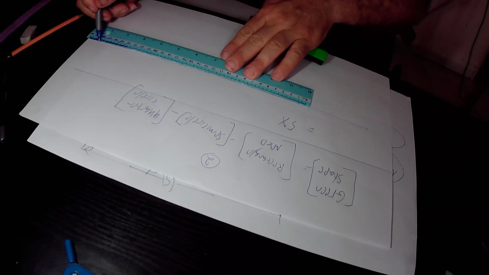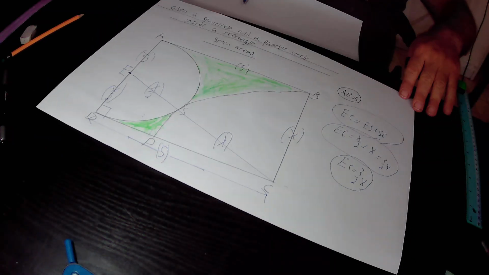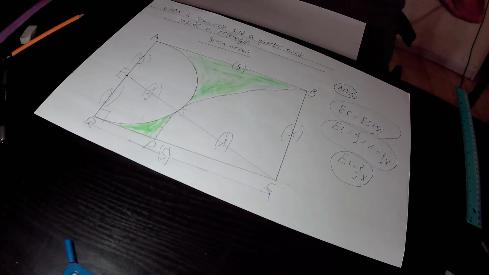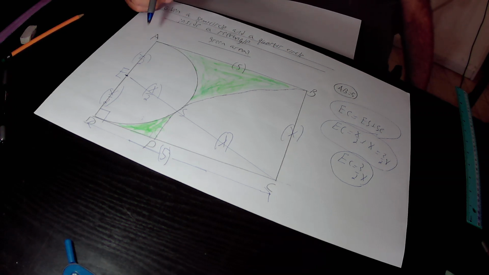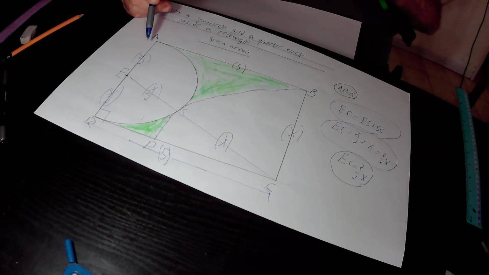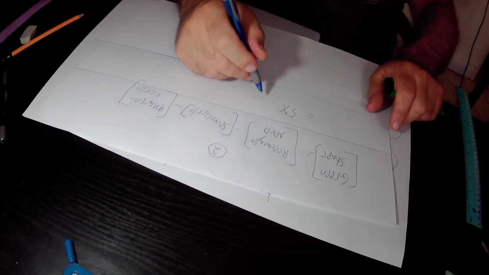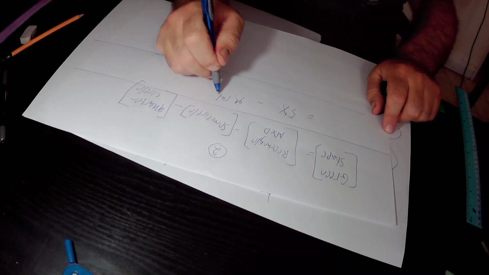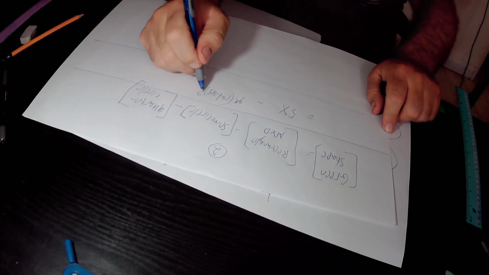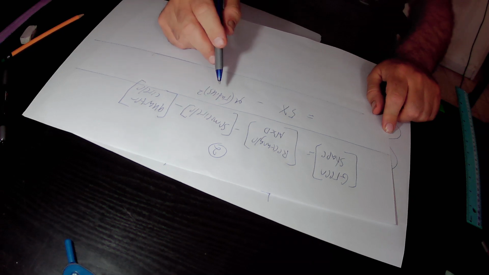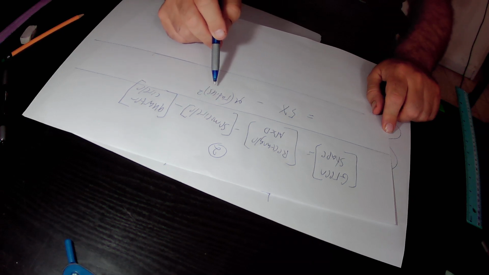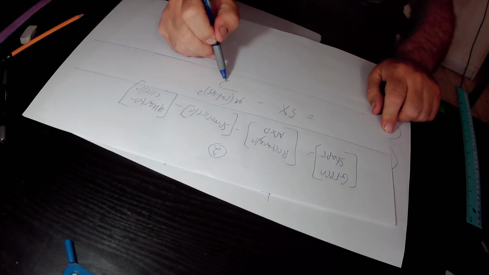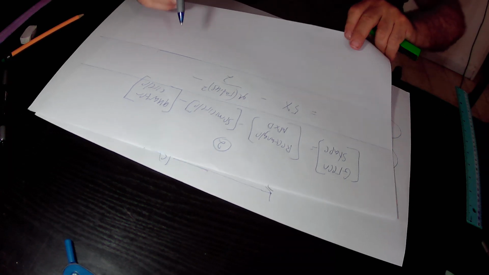What is the area of the semicircle? The area of any semicircle equals the area of the circle over 2. The radius of this semicircle is x over 2. So the area of the circle is pi times the radius squared, and therefore the area of the semicircle will be pi times the radius squared divided by 2, minus the area of the quarter circle.